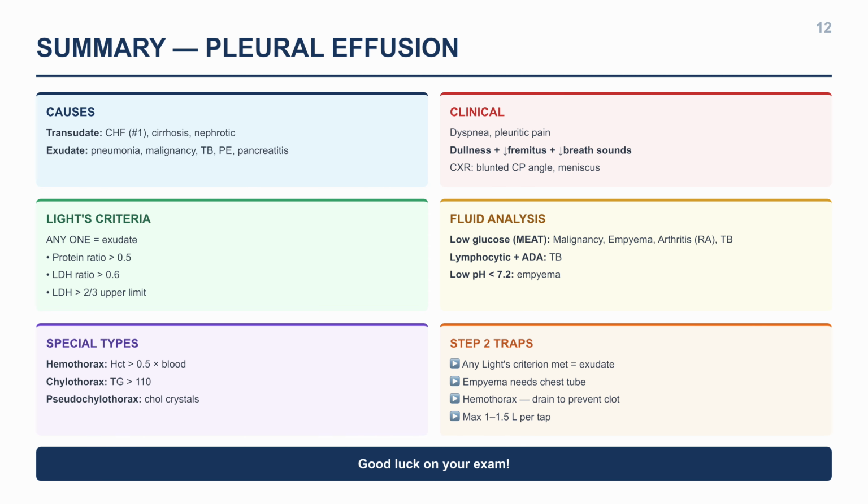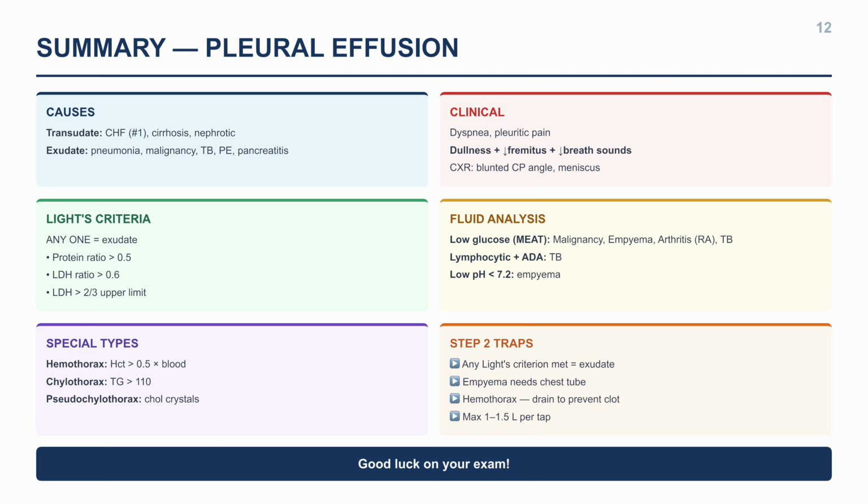Special types. Hemothorax has hematocrit greater than half the peripheral value. Chylothorax has triglycerides above 110. Pseudochylothorax has cholesterol crystals. Management. Treat the underlying cause for transudates. Antibiotics plus chest tube for empyema. Pleurodesis for recurrent malignant effusion. Chest tube always for hemothorax.